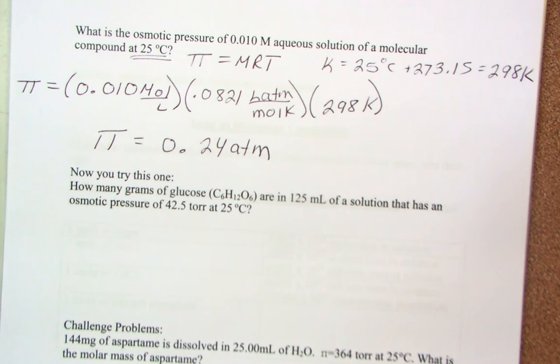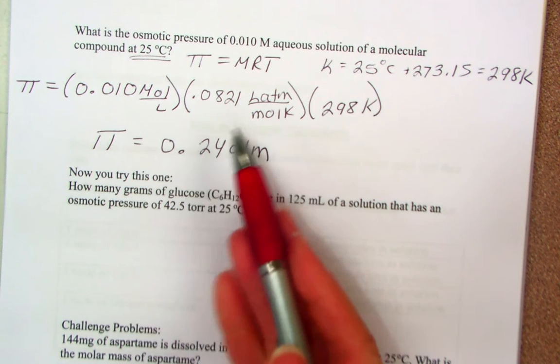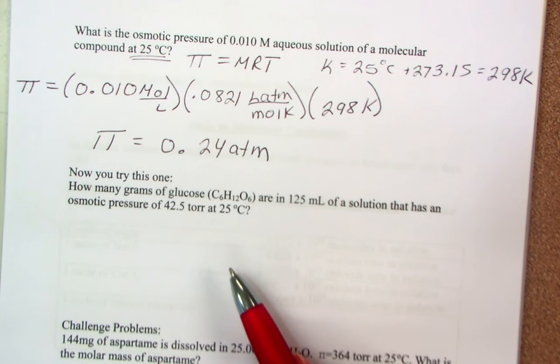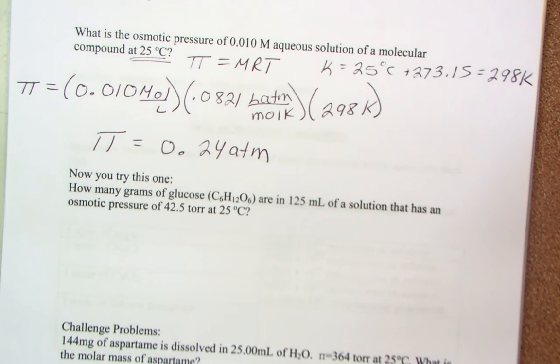Now, the next one that I have for you to try is a little bit fancier. I would call this problem easy. This next one is medium. And the reason it's medium is you're not just plugging and solving for one of the variables. You're going to solve for the molarity, and then you have to do something to convert that to grams. So let's have you just do this one at your seats.